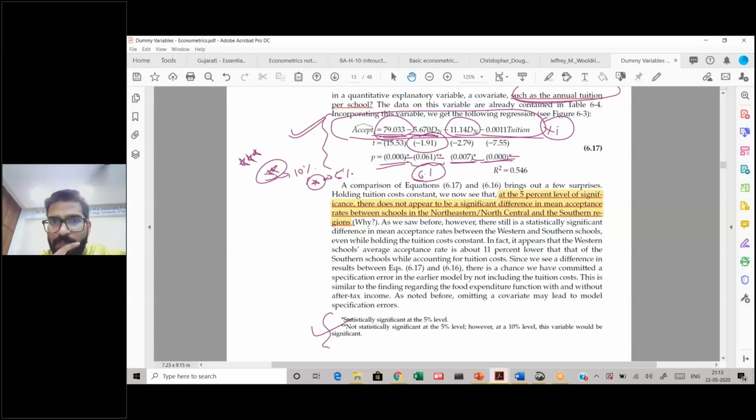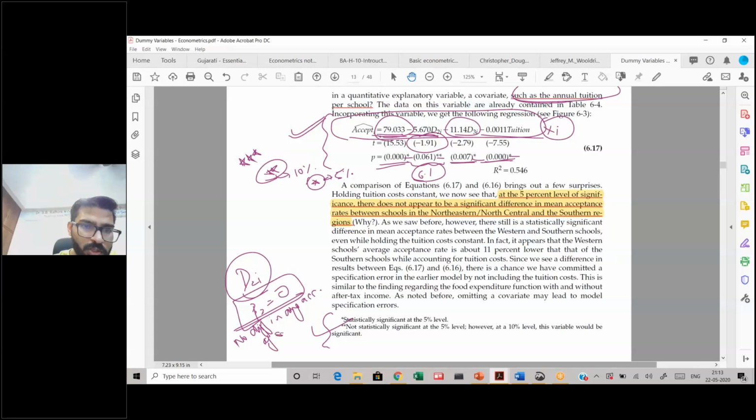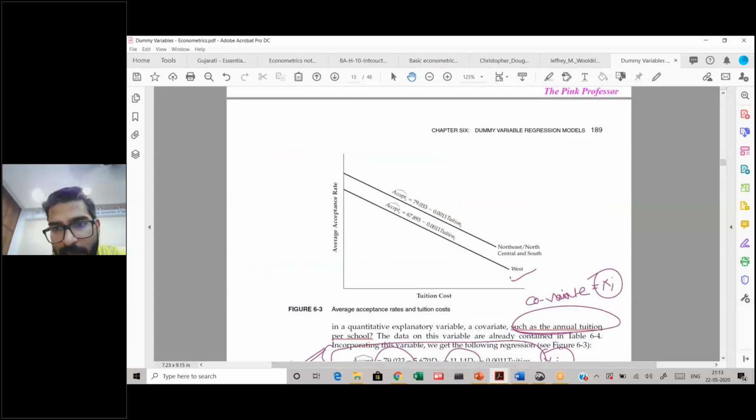So at 5%, if you're checking for alpha equal to 5, you are not going to say that D2i is significant. If D2i is not significant, it means that beta 2 is equal to 0, which essentially translates into the fact that there is no difference in the average acceptance rate of South and Northeast, North Central. That is why this is the regression line for Northeast as well as North Central as well as South. Both have a common regression line.